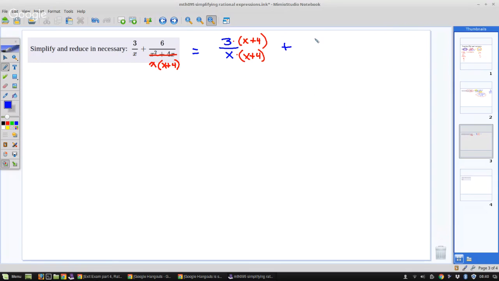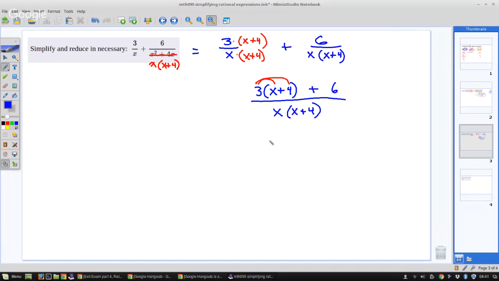Then that'll give me a common denominator, so I can add that fraction to the fraction 6 over x times x plus 4. Adding fractions, you keep the common denominator and add the numerators. So that's going to give me 3 times x plus 4 as one of the numerators, and 6 is the other numerator. Now, I need to simplify this. So to do that, I'll have to distribute the 3 through. It's going to give me 3x plus 12 plus 6 in the top.